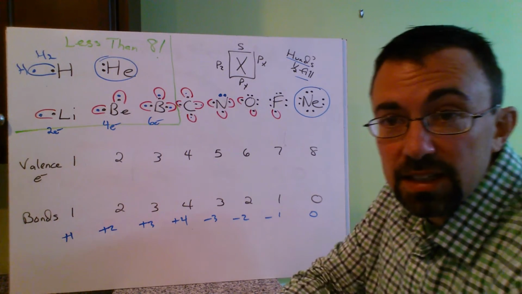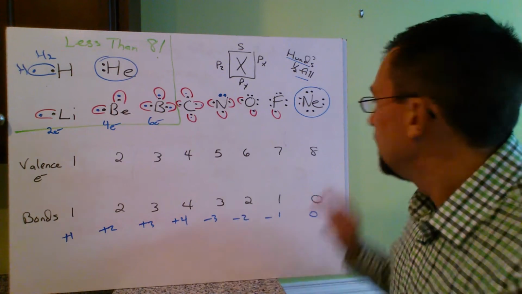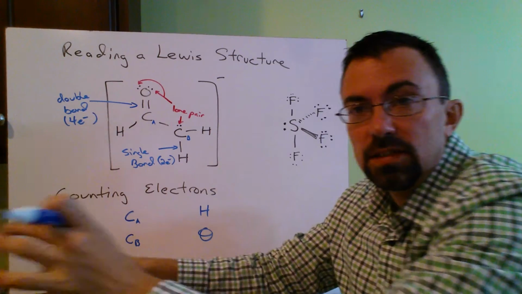Looks an awful lot like that exact same trend, just absolute value. So that's the number of bonds. So you already know this. And one more slide, building into this idea of a Lewis structure.